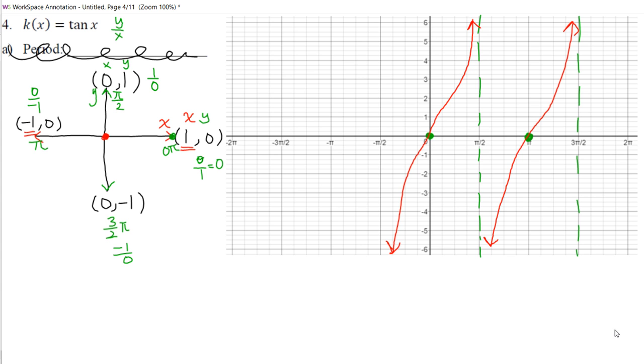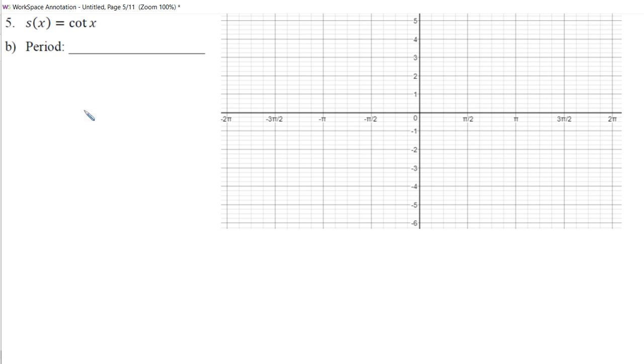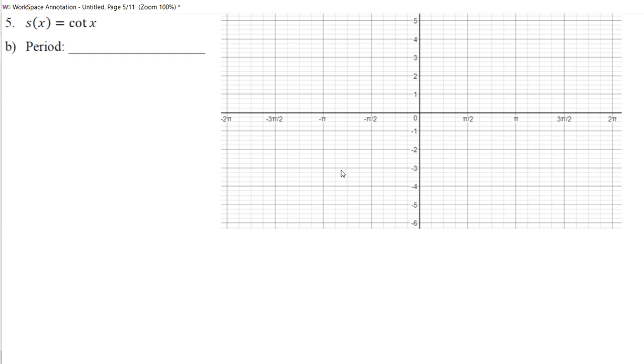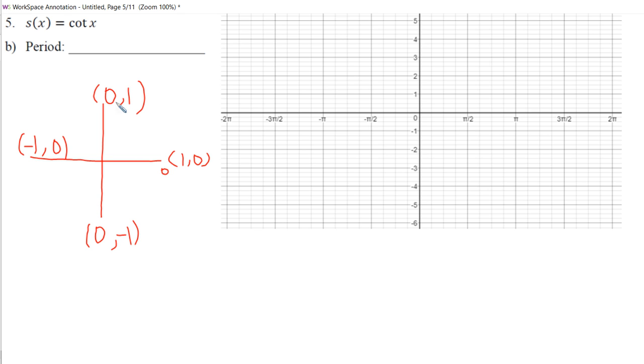Good? Likewise, if you're going to continue on this pattern, you may. You don't have to. That's the cotangent. We're going to do exactly what we did here. Alright, so, once again, 1, 0, 0, 1, negative 1, 0, 0, negative 1. That's your pi over 2, pi, 3 over 2 pi, and 2 pi.